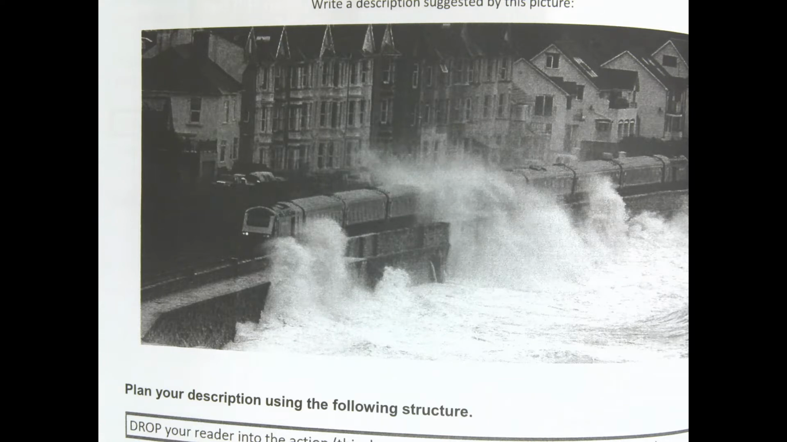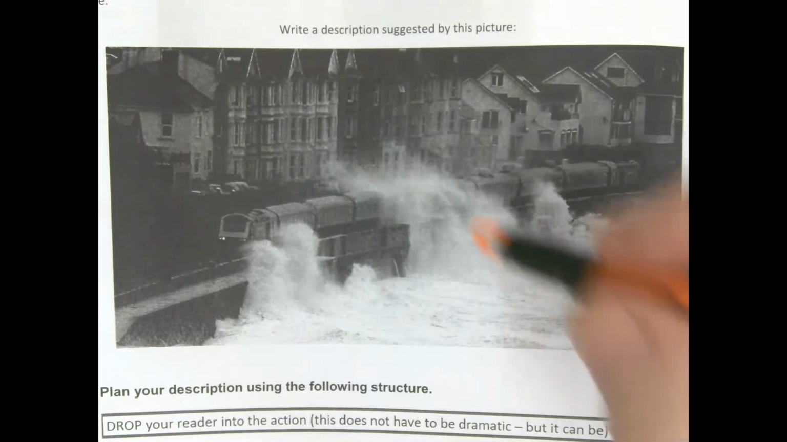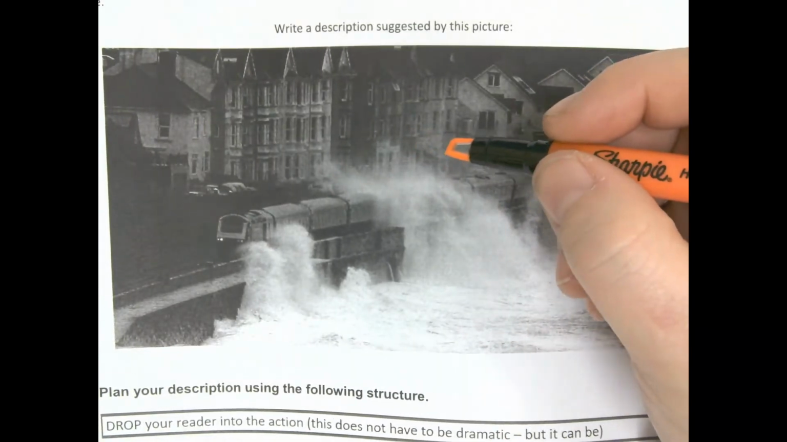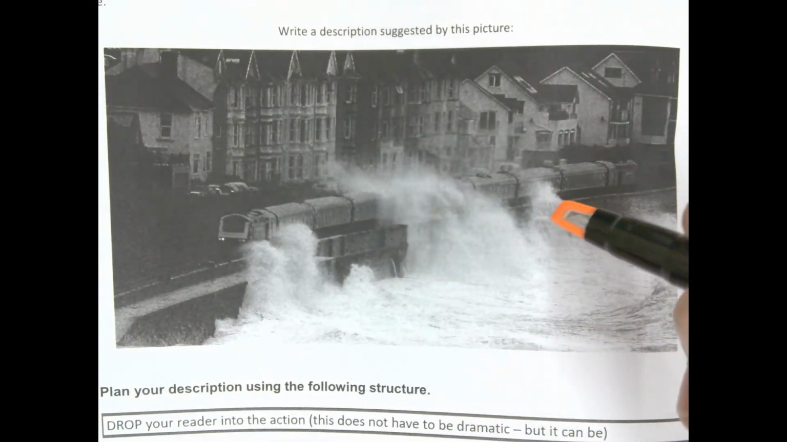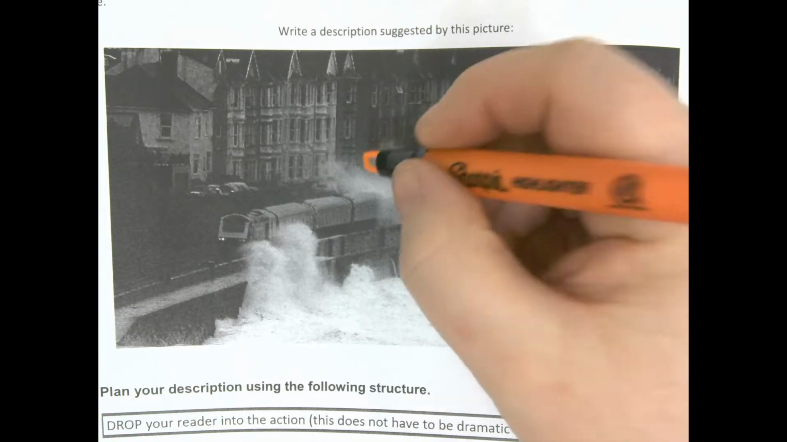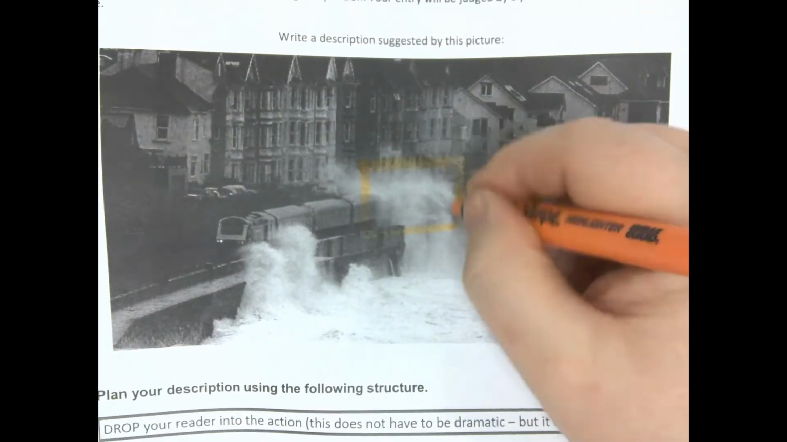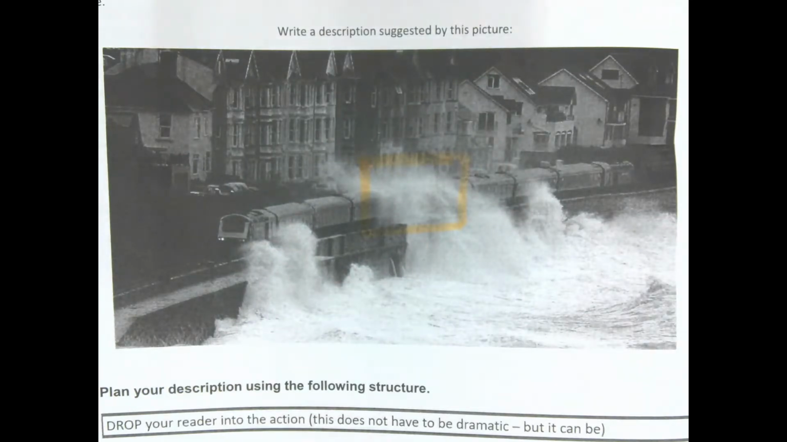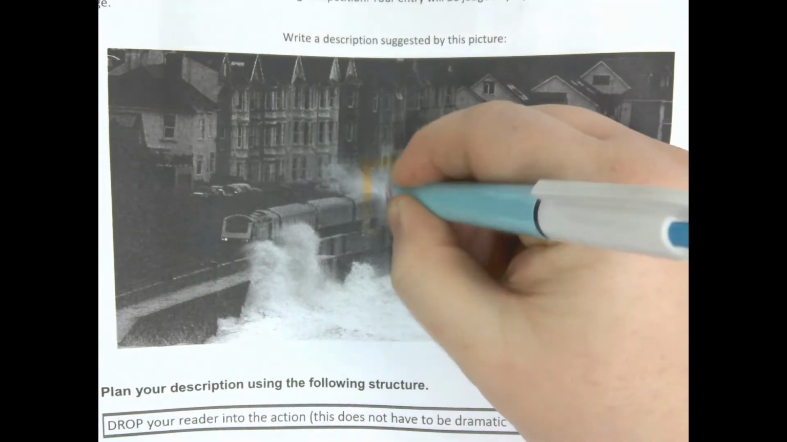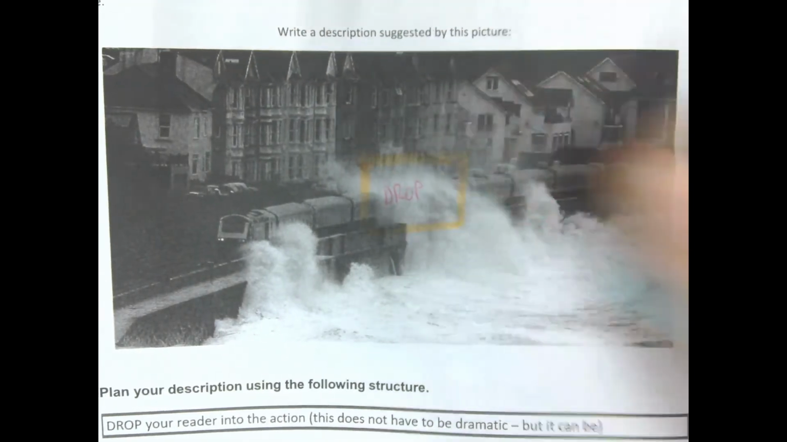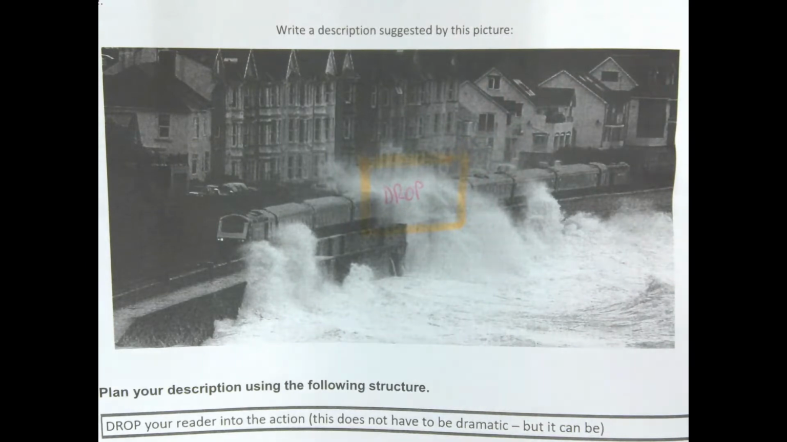And the first thing that we need to do is drop our reader into the action. So I would suggest that you find the most dramatic or interesting point to start and that you make that your drop, and then just simply draw a box around it and jot down the word drop to remind you that that's what you're going to be focusing on in this piece of writing.